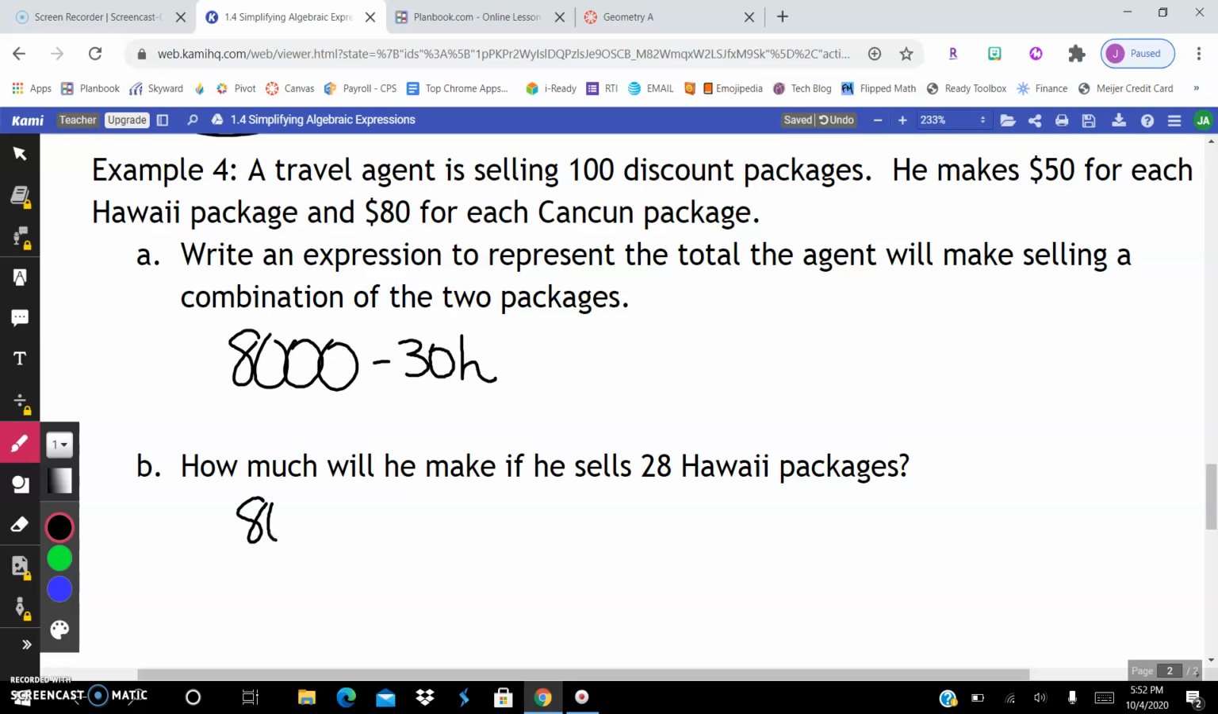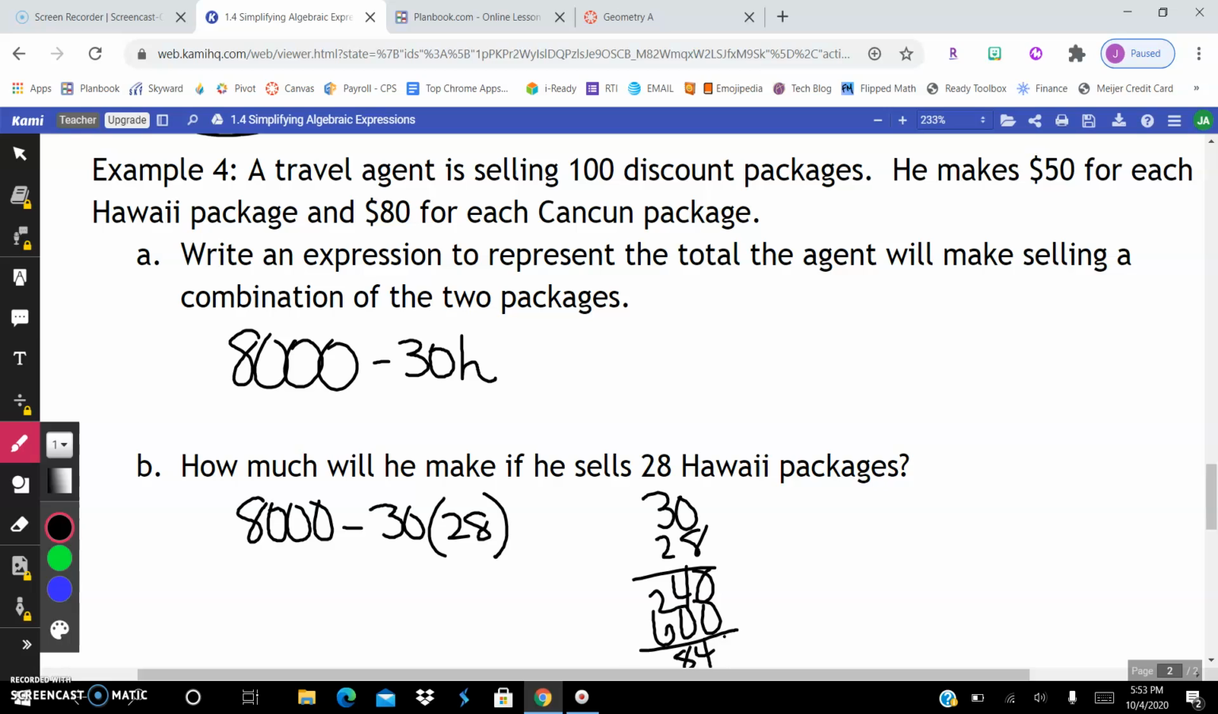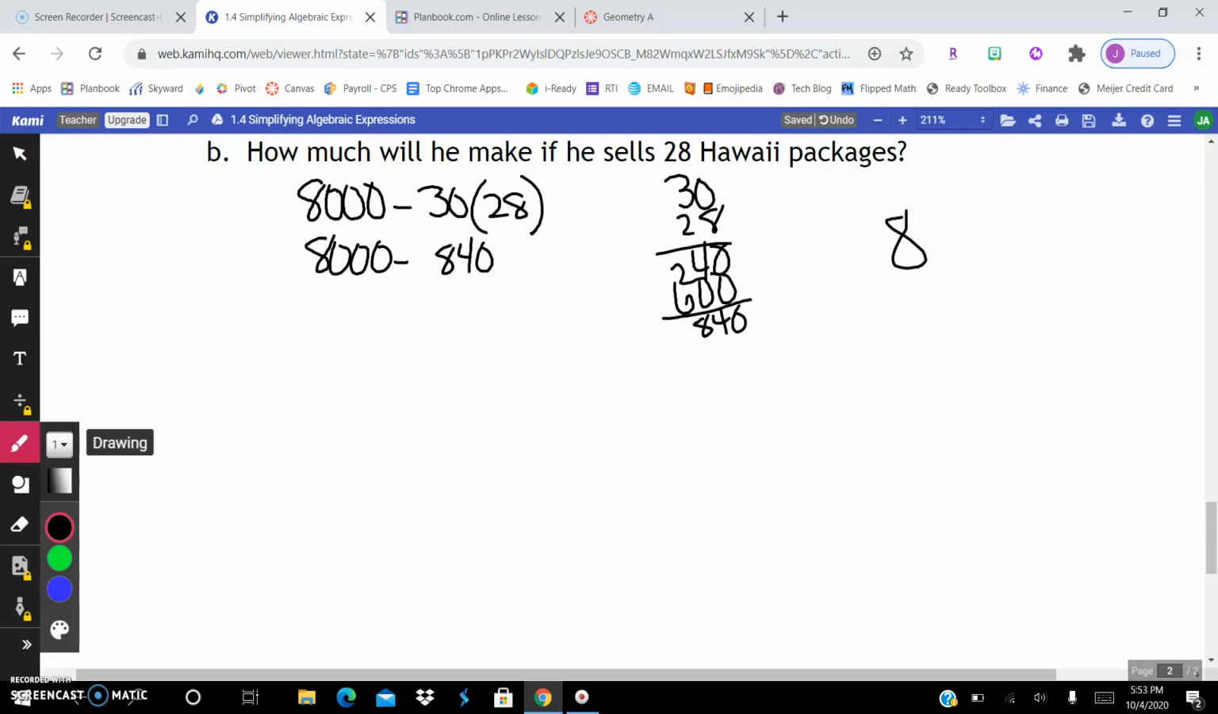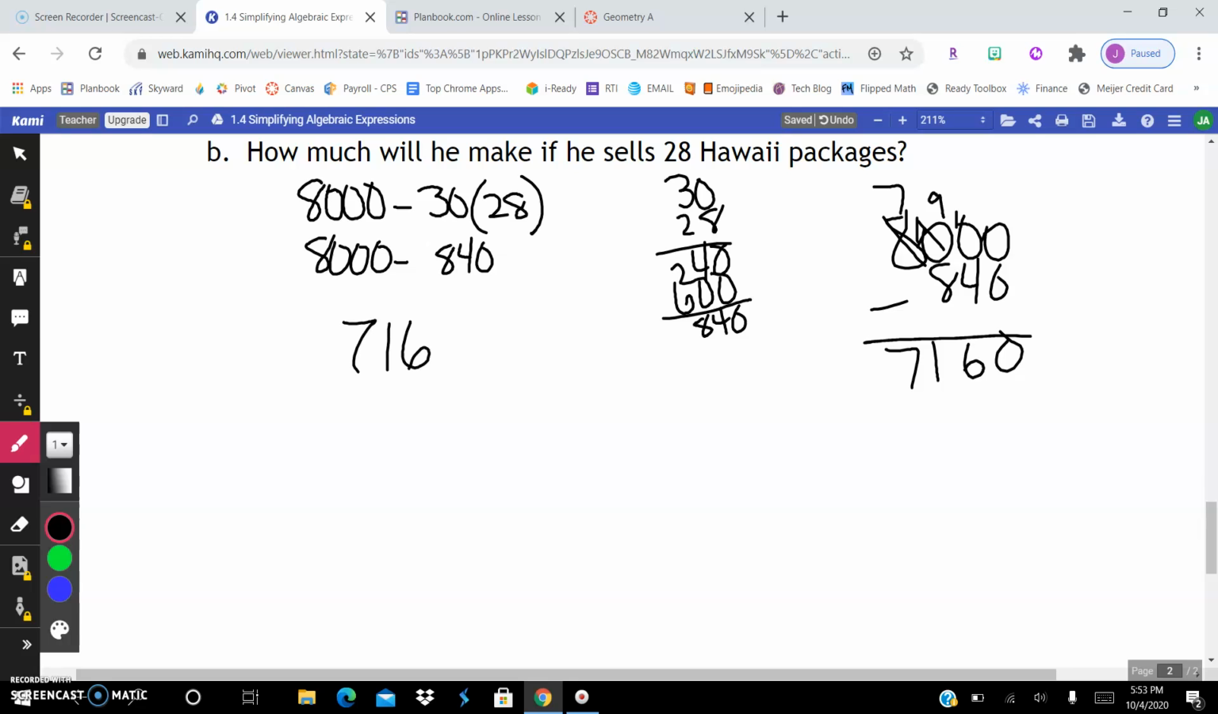And then how much will he make if he sells 28 Hawaii packages? So we're going to plug in 28 here. So we're going to do 8,000 minus 30 times 28. And 30 times 28 is going to be 840. So we're going to have to do 8,000 minus 840. And when we do that, we are going to get $7,160.